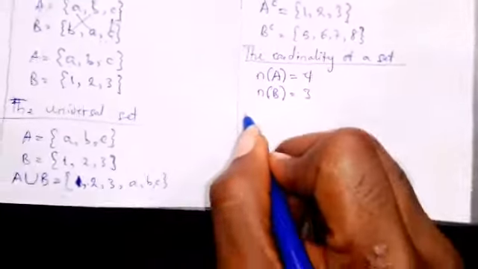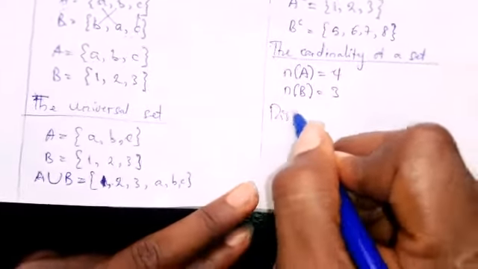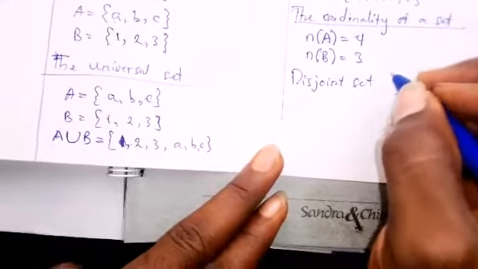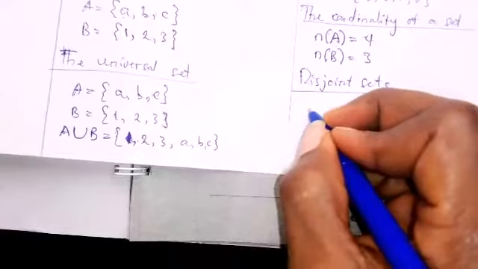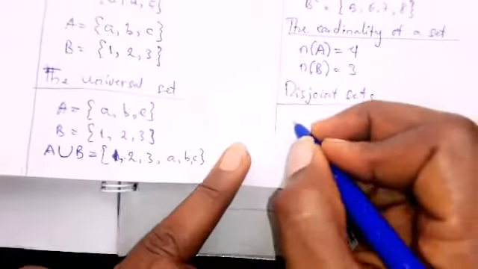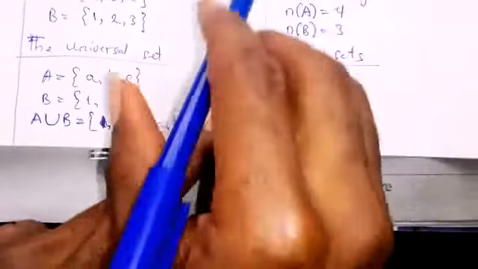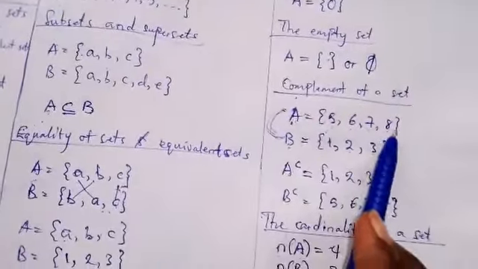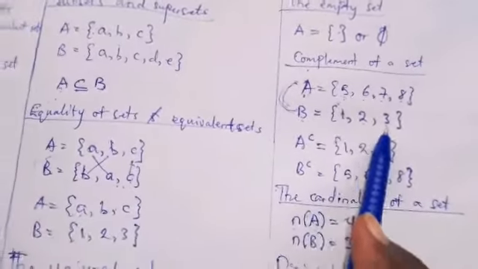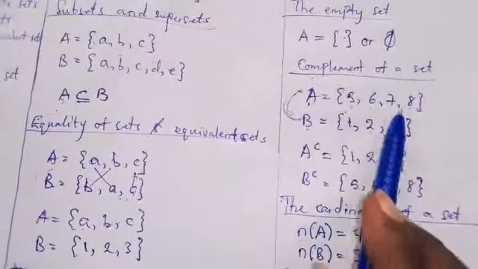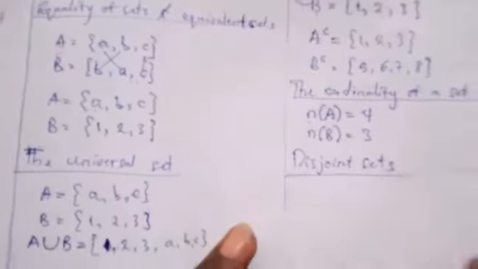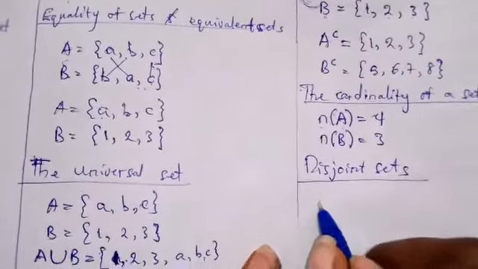So we also have disjoint sets. Now disjoint sets are two sets that have nothing in common. For instance, these two sets we have here, 5, 6, 7, 8 and 1, 2, 3. You notice that they have nothing in common. In that case, we say that they are disjoint sets.